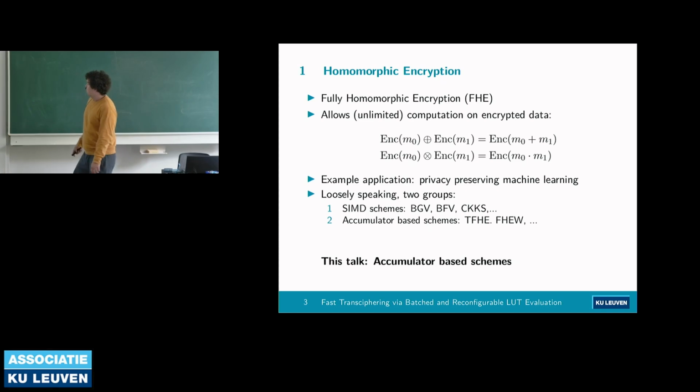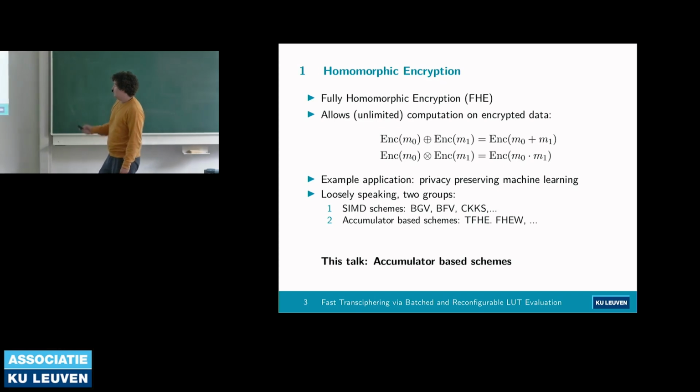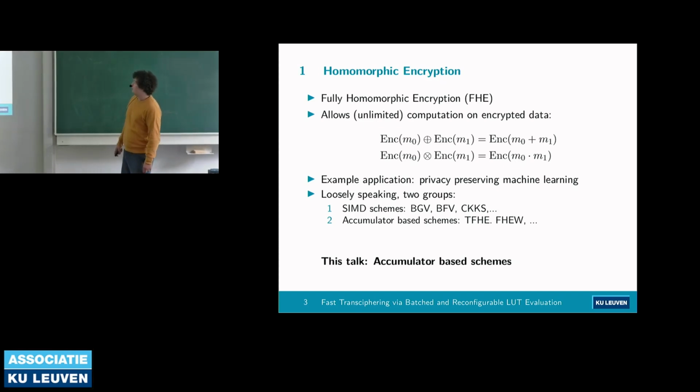Very loosely speaking, there are two groups of FHE schemes: the single instruction multiple data type schemes like BGV, BFV, CKKS. They usually perform polynomial operations on vectors of data. On the other hand, we have accumulator-based schemes like TFHE or its predecessor FHEW. Unlike the SIMD schemes, they will tend to encrypt smaller values, but they will be able to encode lookup tables into a special procedure, which we'll see later. So we can easily perform truly arbitrary computation here. And as you may have guessed, this talk will focus on the latter.